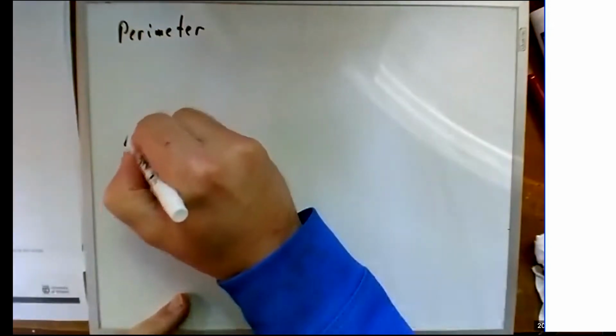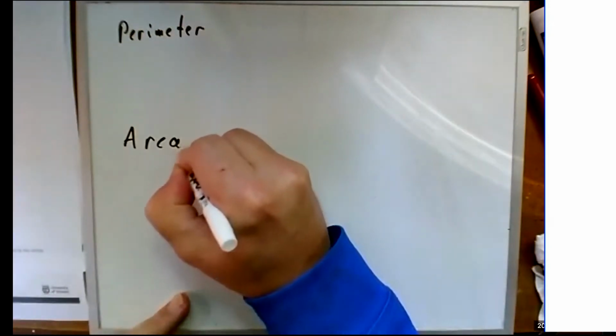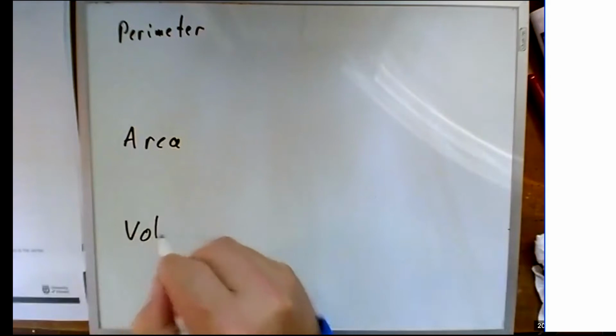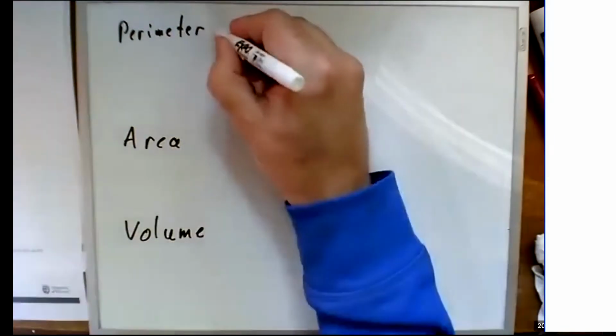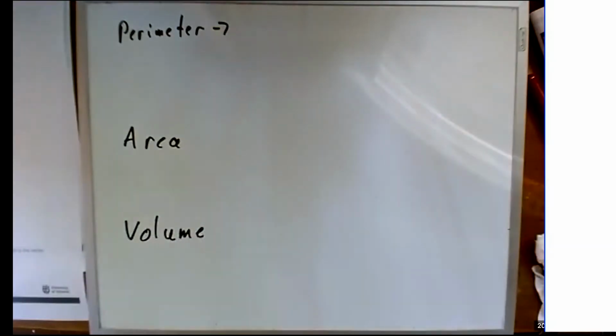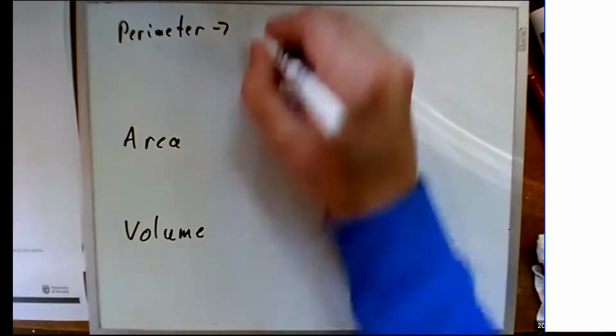Perimeter, area, and volume. When we're talking about perimeter, we're always simply talking about the length around the outside of some object.